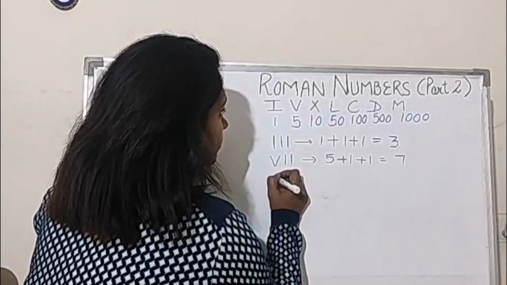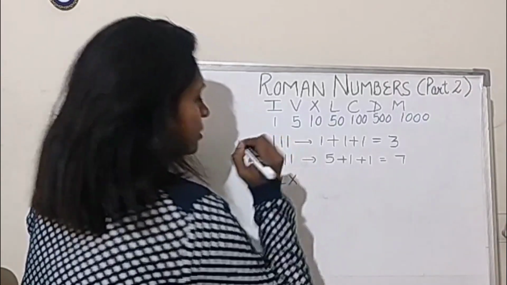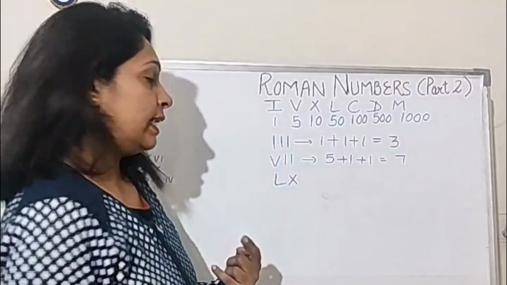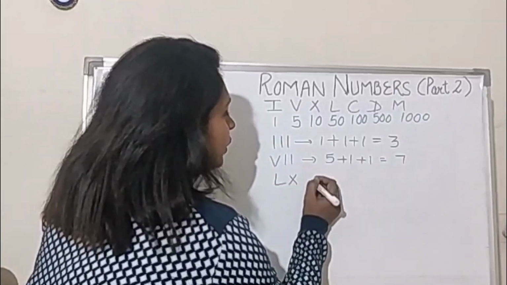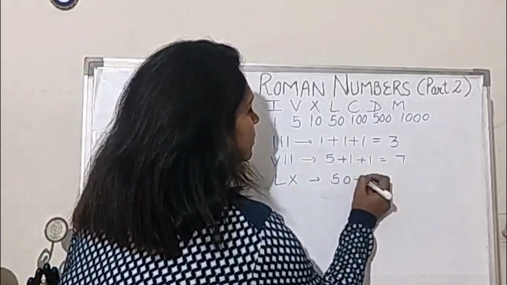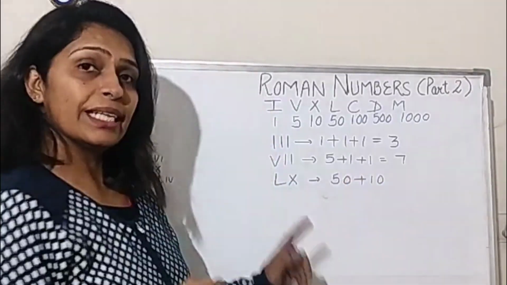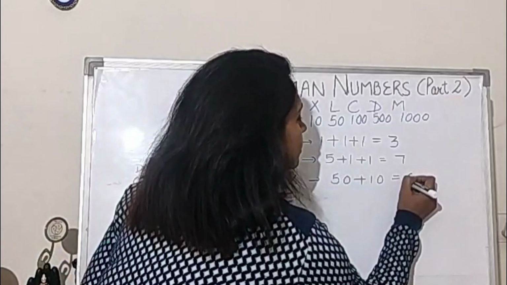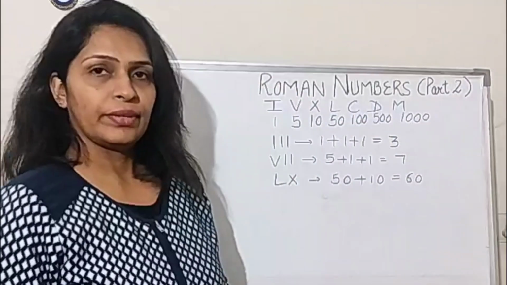Say LX. So how will I write LX? L is for 50 and X is 10. So this number is actually 60, right?